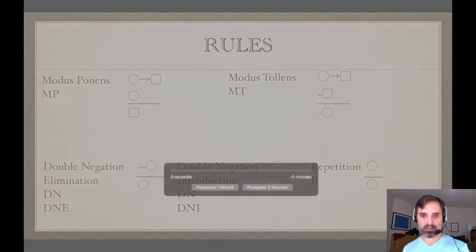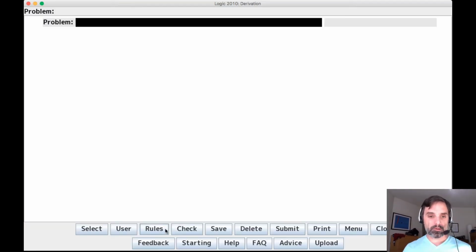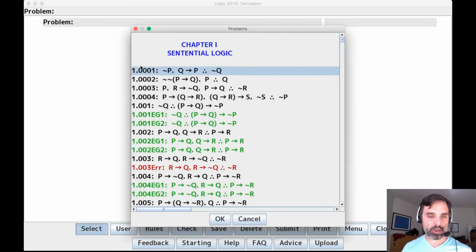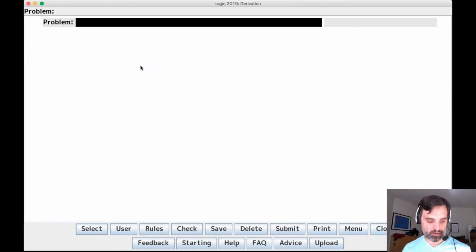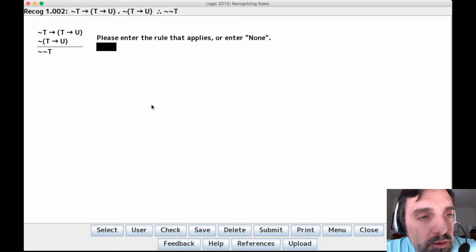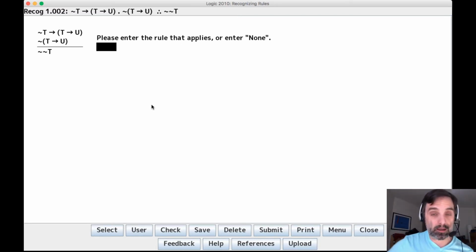Now let's see. So we're going to take a look at some rule recognition problems. So the point of these problems is to help us. Oh, we're in the wrong module. Let's get over there. That's much better. Okay, here we are. So the point of these problems is to help us to learn to recognize the rules.